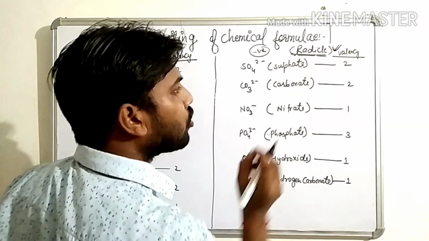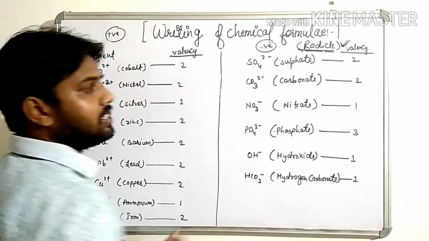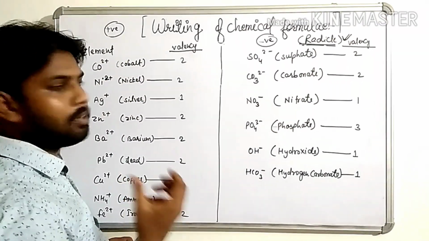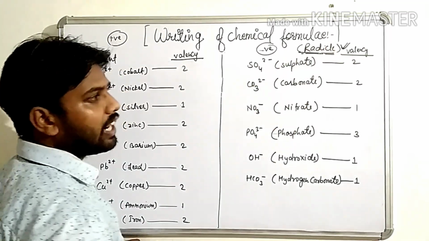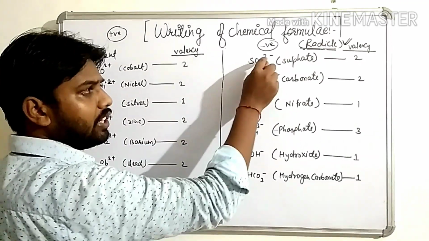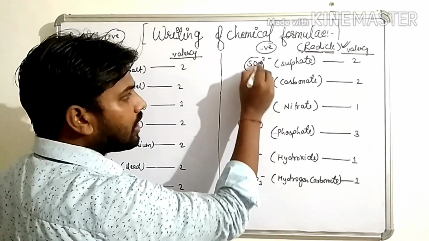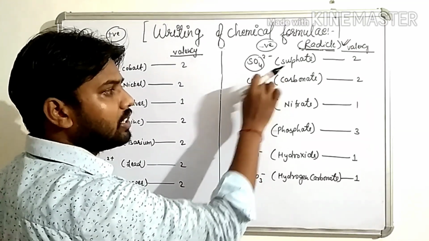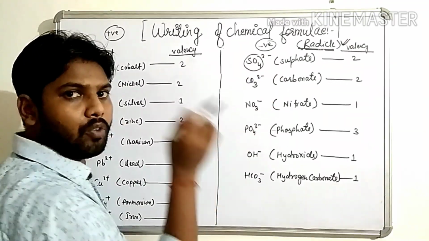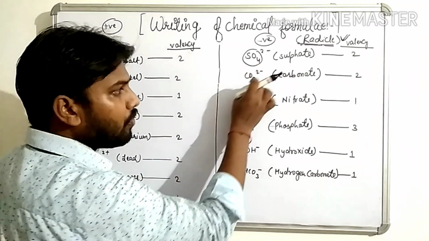Polyatomic ion, write in your copy. It is also called polyatomic ion, meaning when a group of atoms contains charge, that is called radical or polyatomic ion. See, children, 2 minus means the whole SO4 contains 2 minus charge. CO3 contains 2 minus charge. 2 minus is not representing only a single atom. It is representing all the group of atoms.